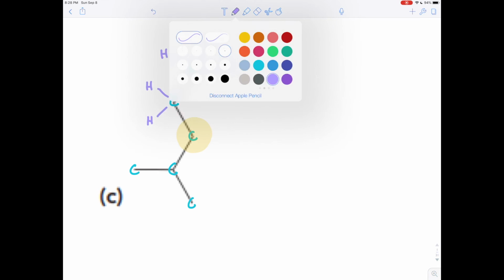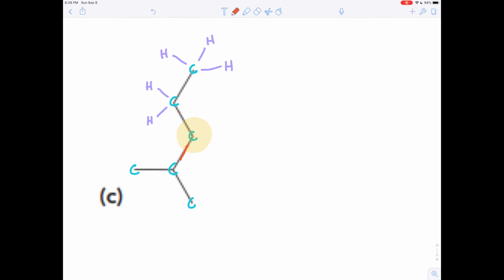The next carbon down has 2 bonds explicitly drawn in. There's 1, there's 2, but it needs a total of 4. So it needs 2 more implied bonds, and those implied bonds go to hydrogen. So that carbon has 2 hydrogens on it. The next carbon has 1, 2, 3 bonds explicitly drawn in. It needs a total of 4, so there must be 1 implied bond. The implied bonds always go to hydrogen. So that carbon has 1 hydrogen around it.